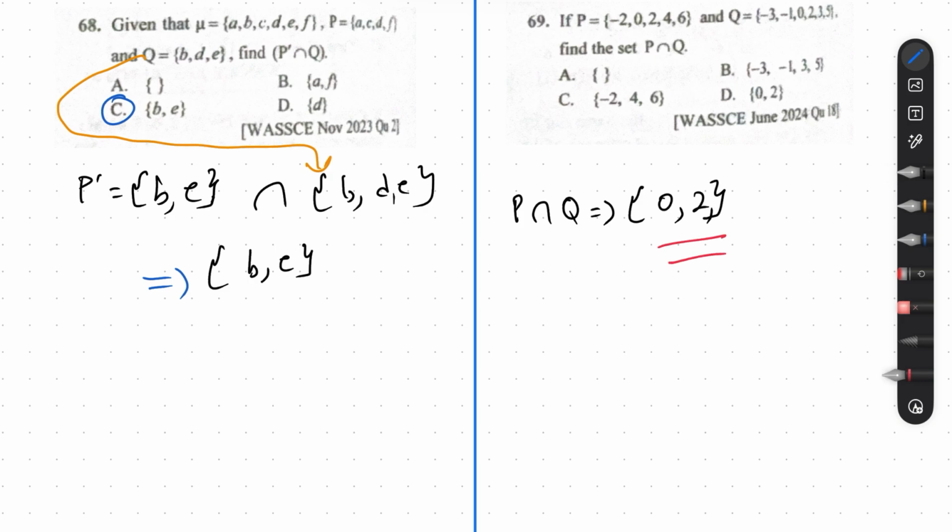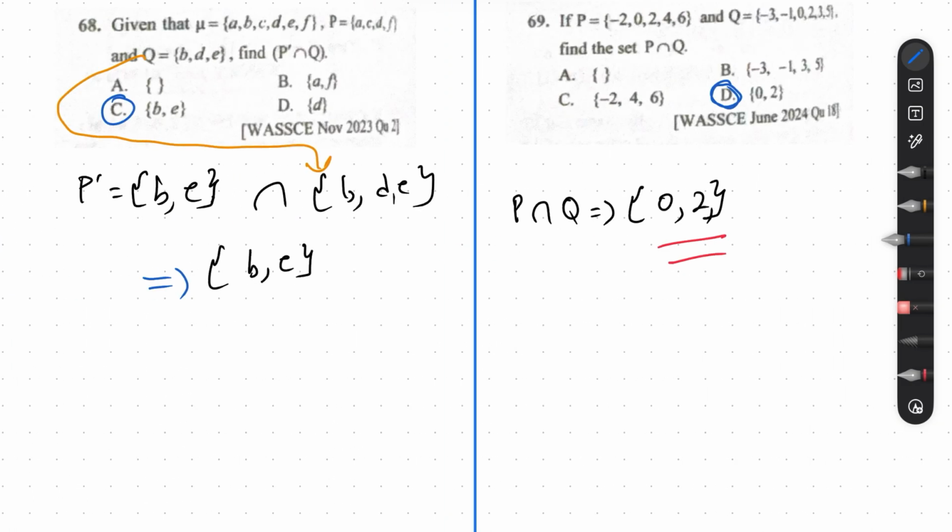Do we have that? Yes, we have that: 0, 2. Cool. Thank you so much for watching this series. This brings us to the end of all the questions from the book that I have, which is the 2024 edition of the A+ series maths. These are all the objective questions that are in it for now.